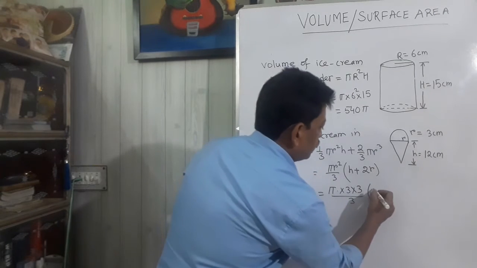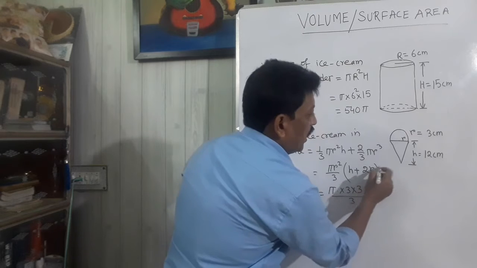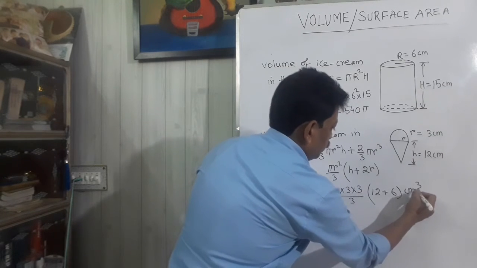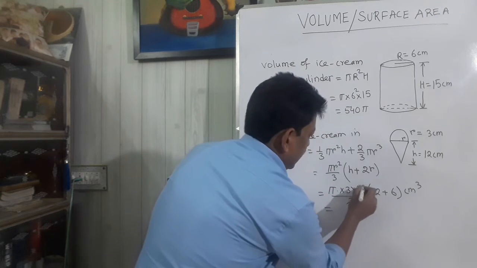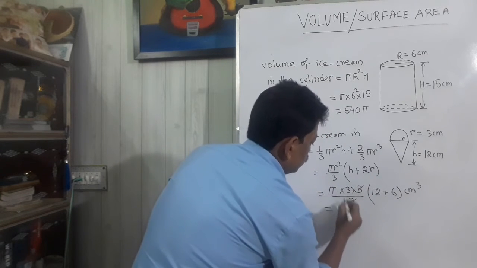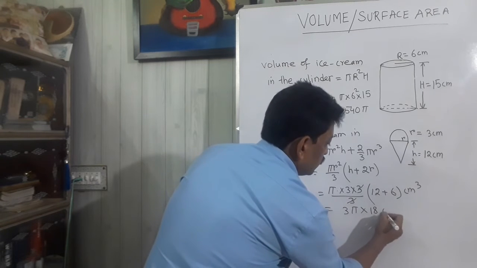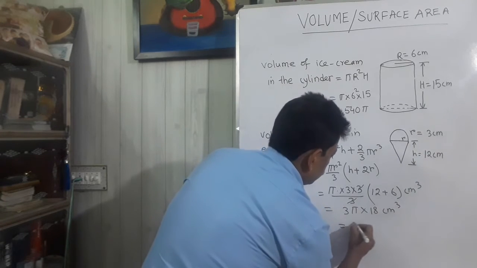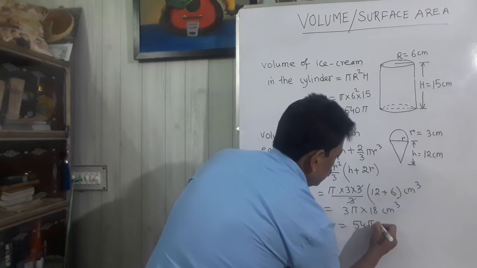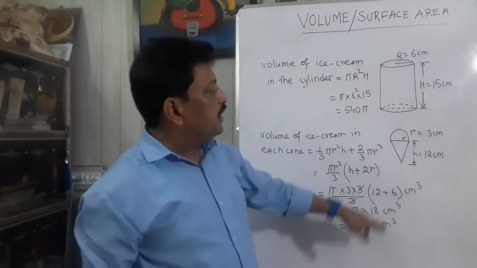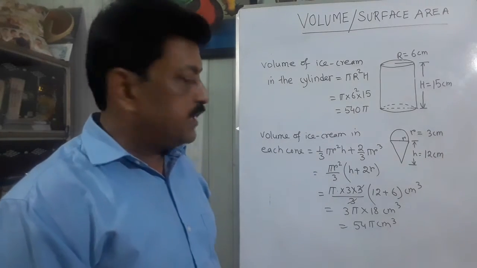Small h is 12 plus 2r. 2r means 6 centimeter cube. So 3 cancelled. So it is pi into 3 is 3 pi, and here it will be 18. So it is 54 pi centimeter cube. Therefore, the volume of ice cream in each cone is 54 pi centimeter cube.